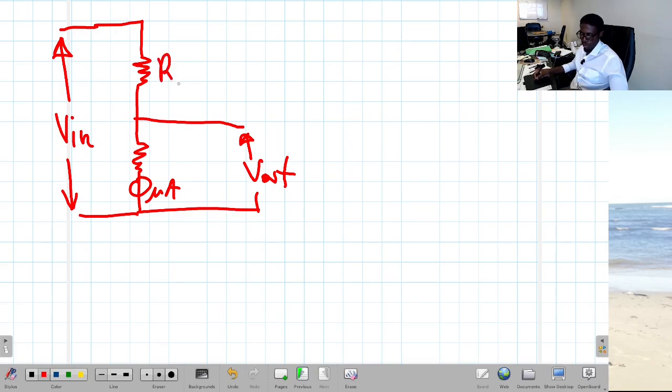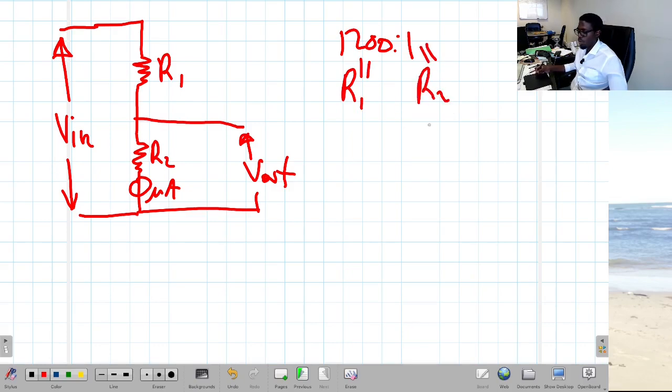So you've got your R1 and R2, and what we've been told is that the ratio between these two elements is 1200 to 1, meaning that your R1 is equal to 1200 and your R2 is equal to 1. That's the ratio that we're looking at. It's not the actual values, it's the ratio of these two elements.